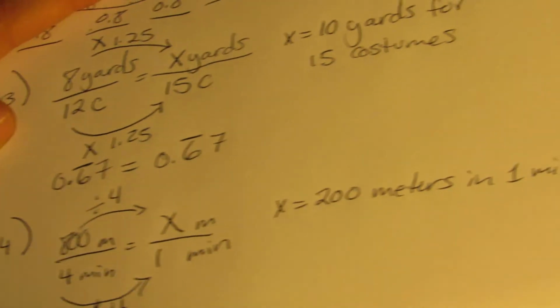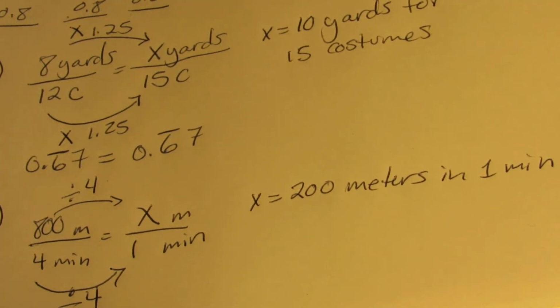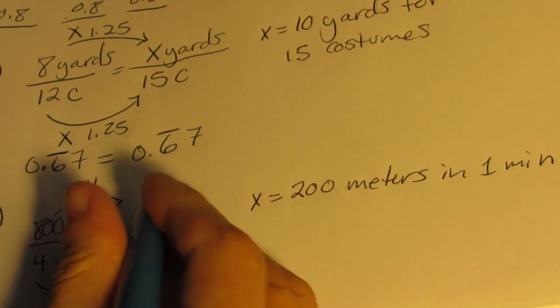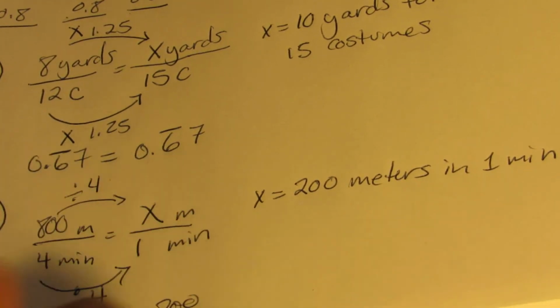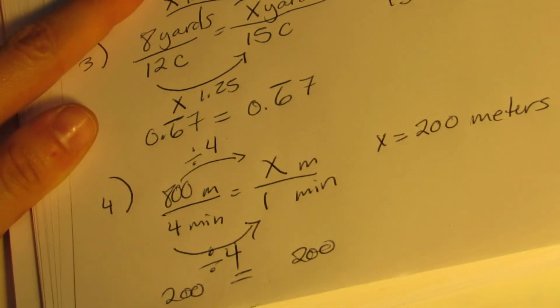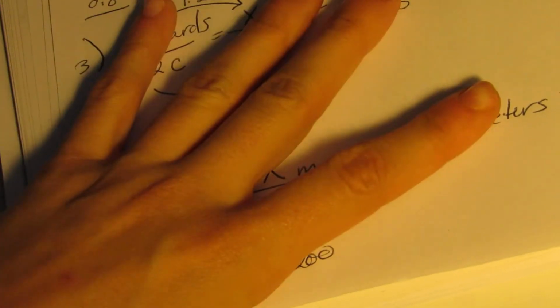So I'm going to check this. 800, I'm going to check by dividing. 800 divided by 4 gives me 200. If I do 200 divided by 1, I also get 200. 200 is equal to 200. I was correct. So let's move on to number 5.